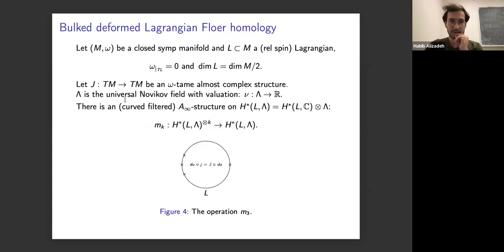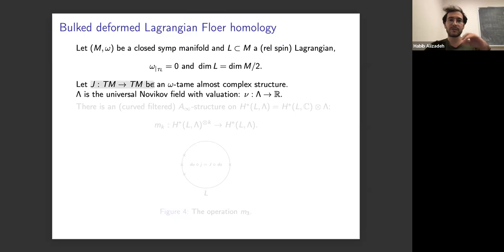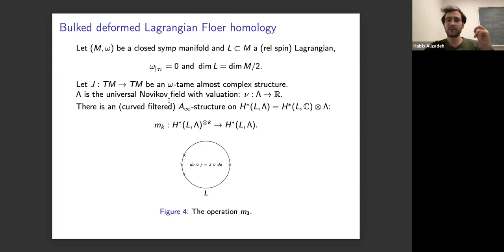It's fun. So I have a Lagrangian submanifold, which by definition means omega restricted to the tangent bundle of L vanishes, and it has half of the dimension of M. And I will take some almost complex structure which is omega-tame, and then Lambda is going to be the universal Novikov field. Nu will be the evaluation. It doesn't matter much to know the definitions of these things. But I just want to give a sense of what is the construction of these CKBs, because they play the main role in this talk. It doesn't make sense to talk about something without defining it.